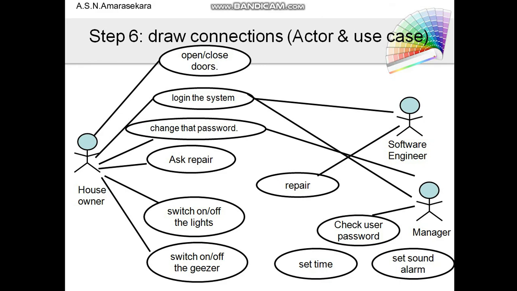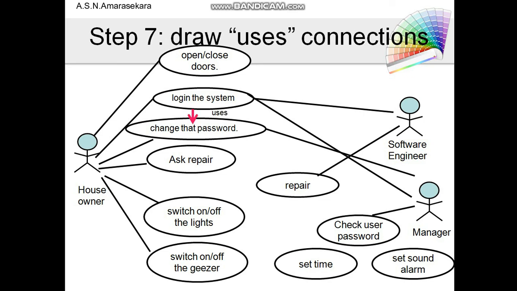Now I am going to consider use relations. We know change the password uses the login use case. First, the changing the password use case uses the login the system use case. Second, the open close use case uses the login the system use case. Third, the repair use case uses the login the system use case. Fourth, the repair use case uses the ask repair use case. Fifth, the check user password use case uses the login the system use case. Now we have finished use relations.